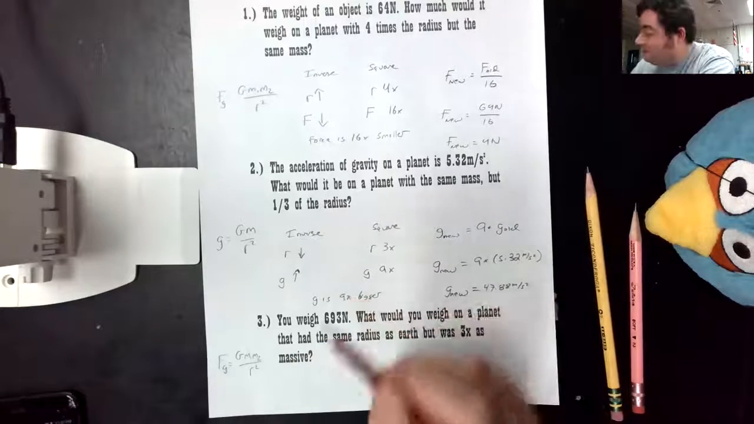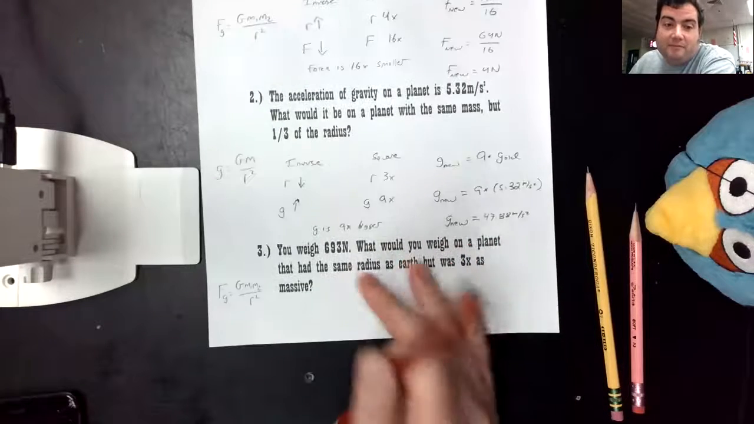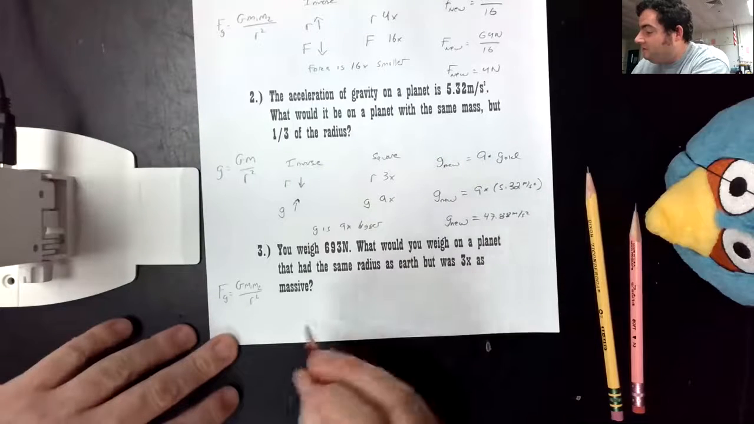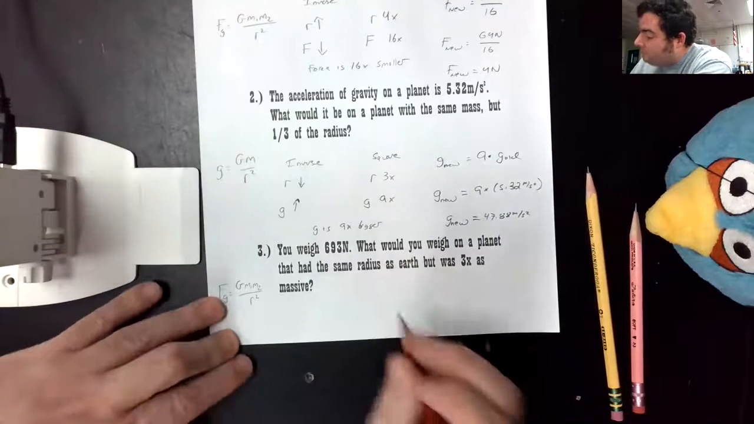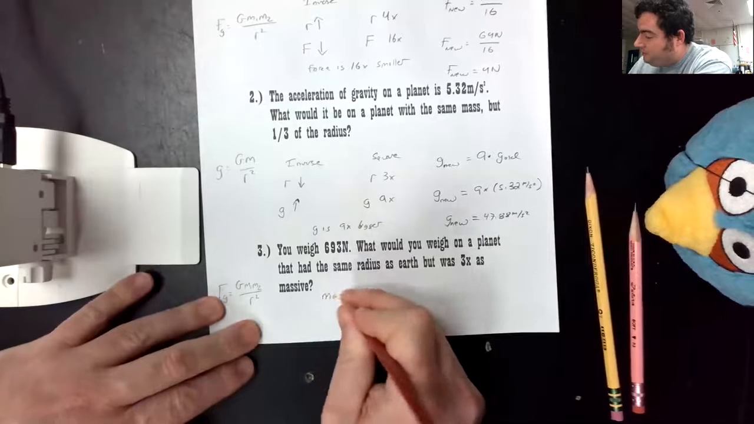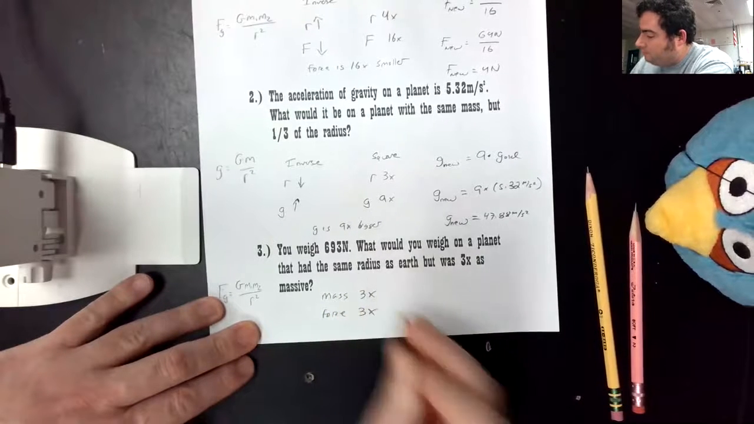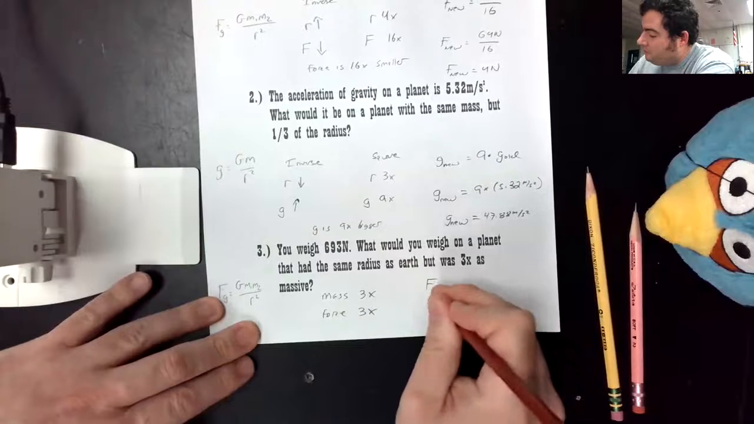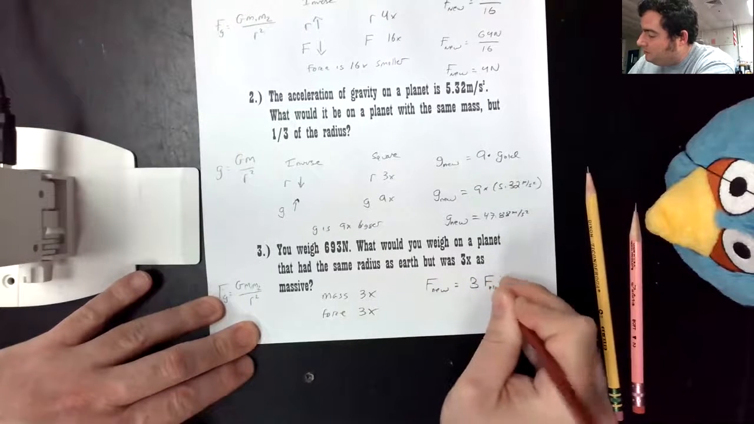The last question is the easiest one. In this case, it says we're changing the mass. So in that case, it's directly proportional. So if mass is 3x, so is force. So the new will just be 3 times the old.